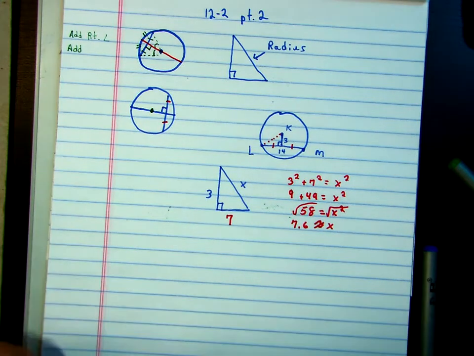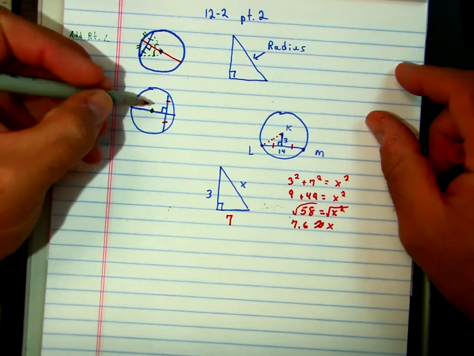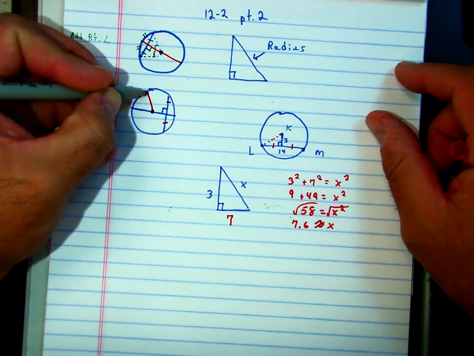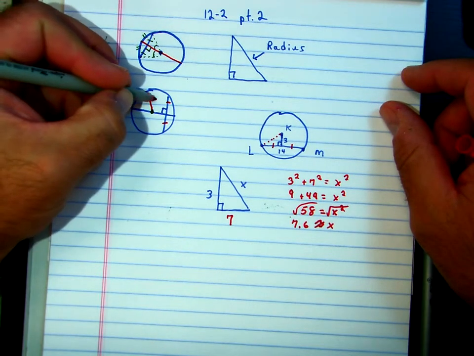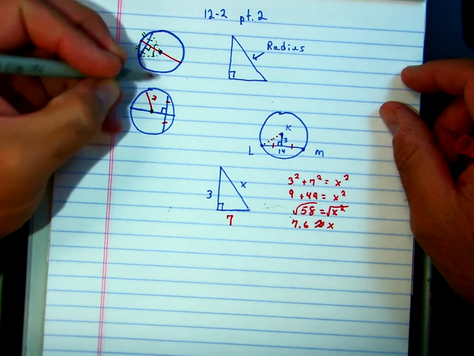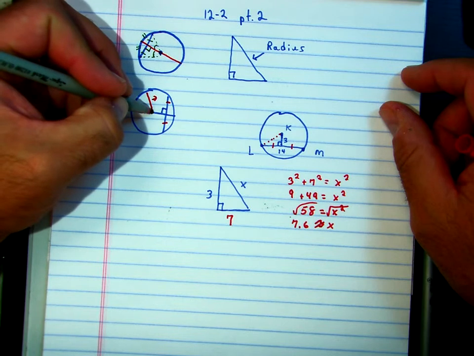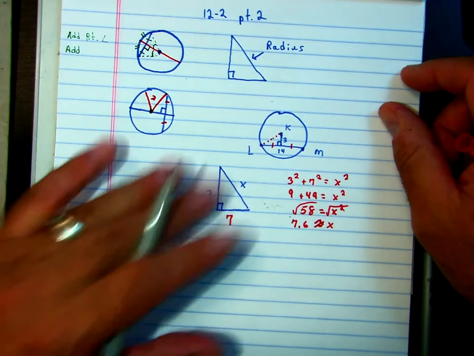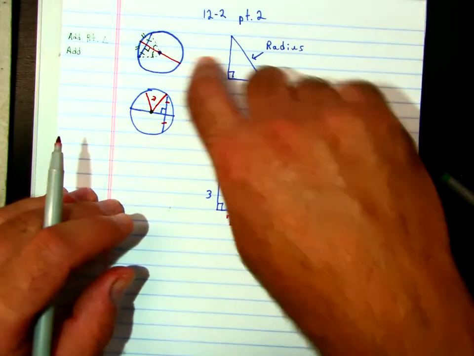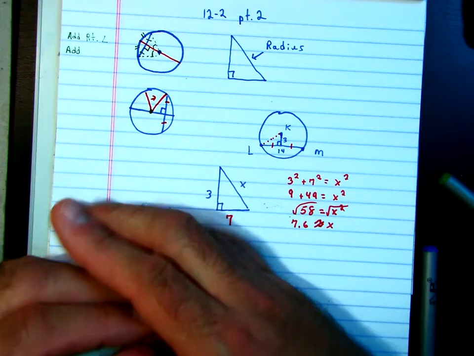Now remember, the radius is always the hypotenuse. They can draw the radius like this. Your job is to move it. You can move it anywhere you want because all radii are the same. And when you move it to here, it's now the hypotenuse of the right triangle. So it doesn't matter where they put the radius, you just move it like the hands of a clock.